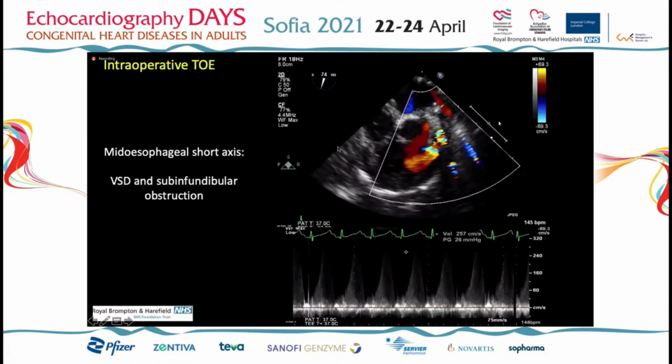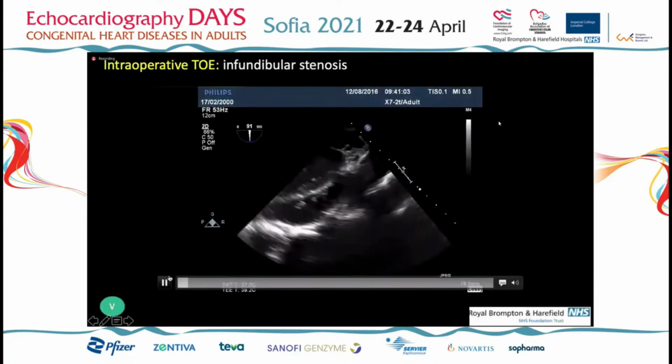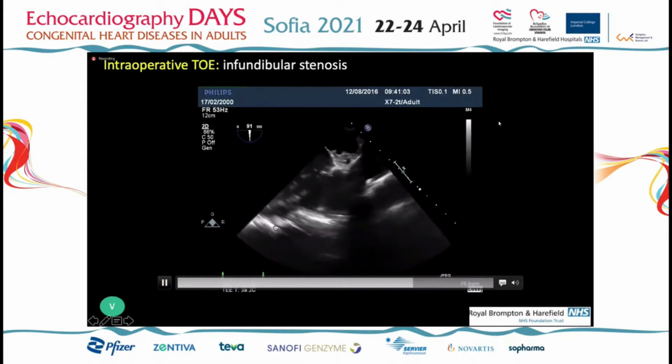Then in the short axis view, midesophageal, we can see obstruction of flow at the subvalvular level with acceleration that starts much earlier than the pulmonary valve. And then we can put continuous Doppler here, or even through subcostal views, and also across the VSD that would be shunting bidirectionally.